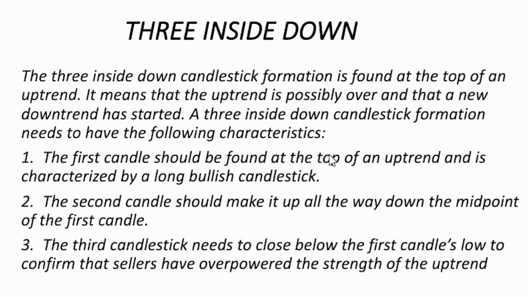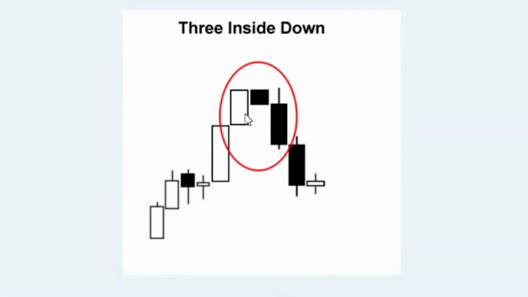Number 1, the first candle should be found at the top of an uptrend, and it's characterized by a long bullish candlestick. So the first candle is a long bullish candlestick, but for the 3 inside up, the first candle is a long bearish candlestick. Now the second candle should come all the way down to the midpoint of the first candlestick. The third candlestick needs to close below the first candle's low to confirm that sellers have overpowered the strength of the uptrend. So that's what we have here. The first candlestick is a bullish candlestick. The second one has to close at least below the midpoint of the first one. It's a sell candle. Then the third one must close below the low of the first candle.